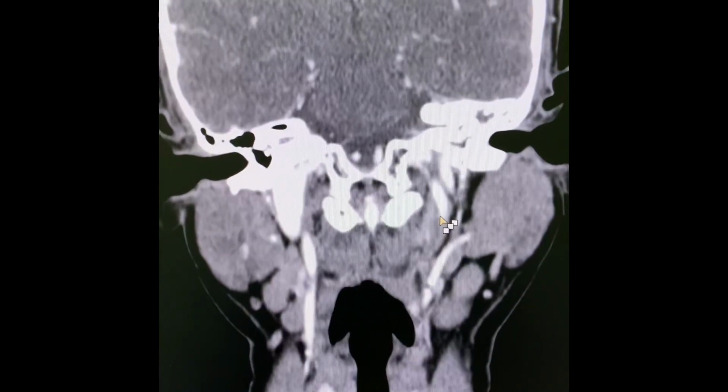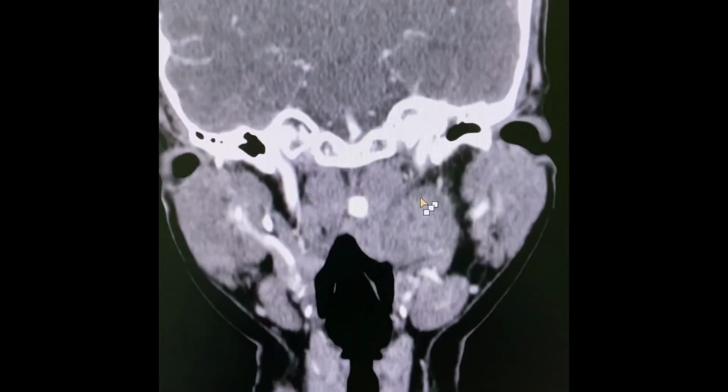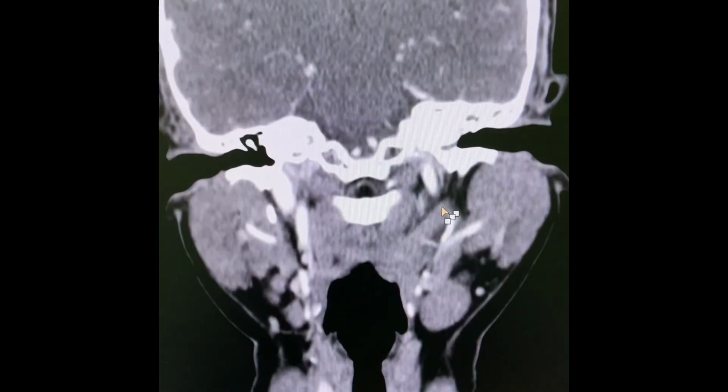It is a few millimeters from the internal carotid artery. We had an MR angiogram done. There are no feeders from the internal carotid artery.